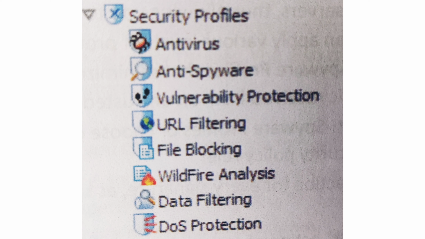Security profile types. Security profiles manage particular types of threat detection. They are antivirus, anti-spyware, vulnerability protection, URL filtering, file blocking, WildFire analysis, data filtering, and DoS protection. Let's go one by one through all these profiles.